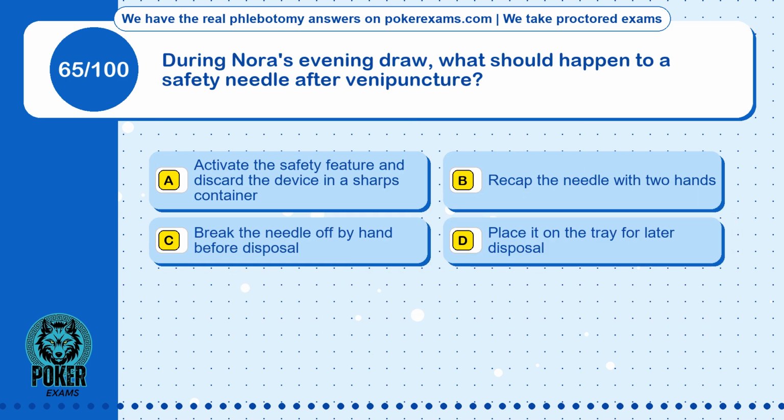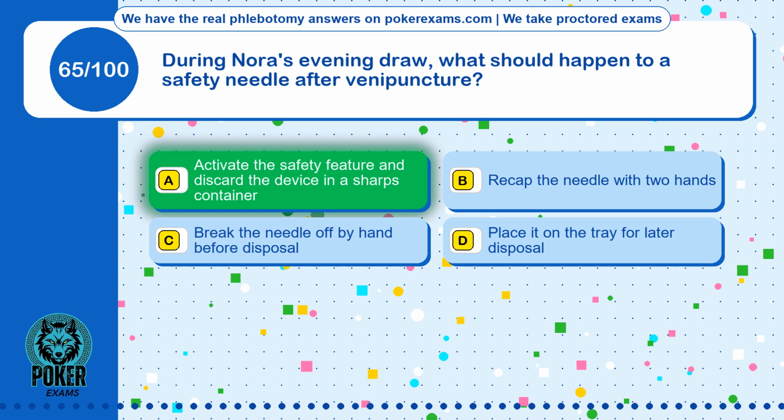Question 65. During Nora's evening draw, what should happen to a safety needle after venipuncture? Option A, activate the safety feature and discard the device in a sharps container. Option B. Recap the needle with 2 hands. Option C. Break the needle off by hand before disposal. Option D. Place it on the tray for later disposal.